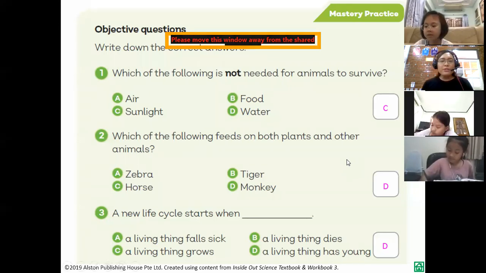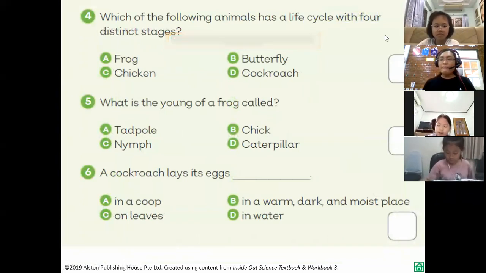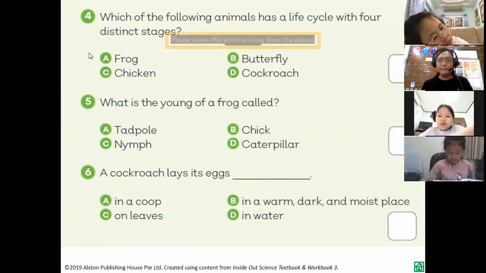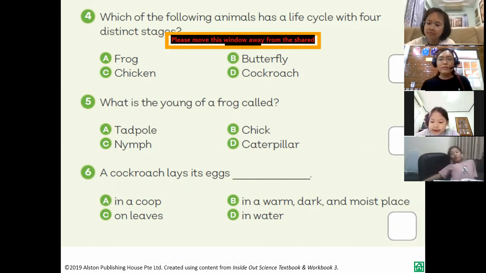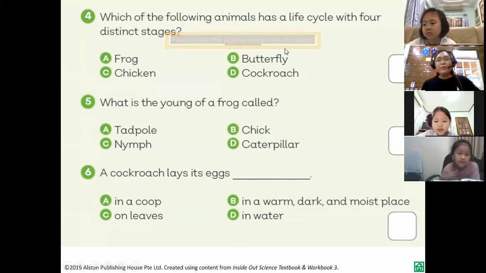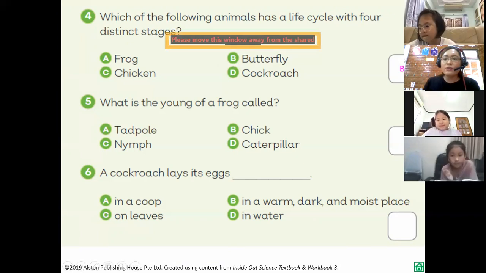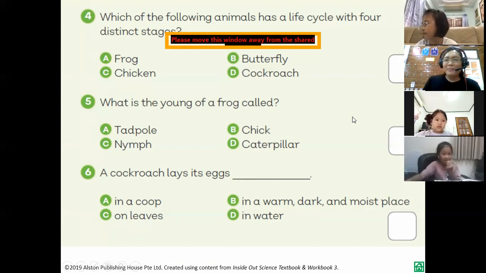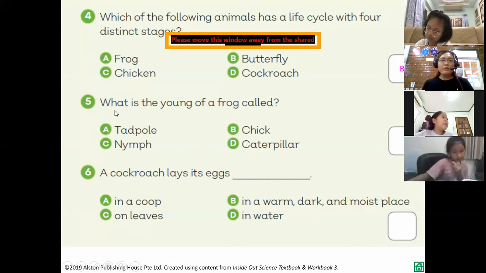Okay. So let's proceed to number four. Who wants to read number four? Pan Pan, read number four. A animal has a life cycle with distinct stages. Okay. What's the answer? A, frog, B, butterfly, C, chicken, or D, cockroach? Butterfly.